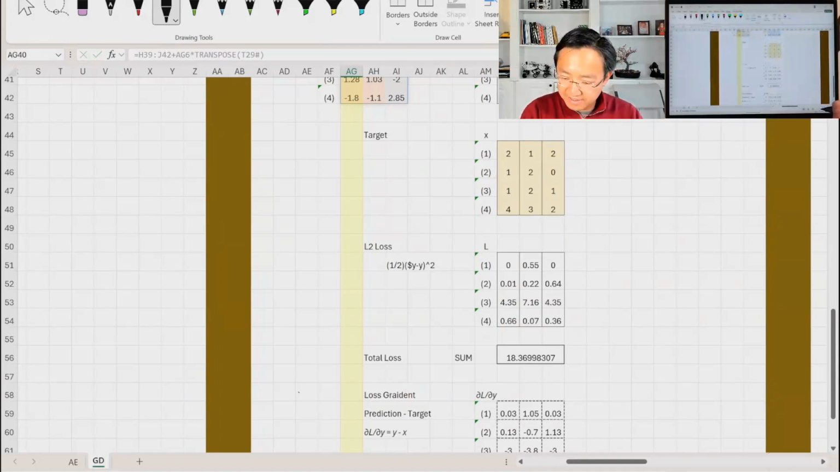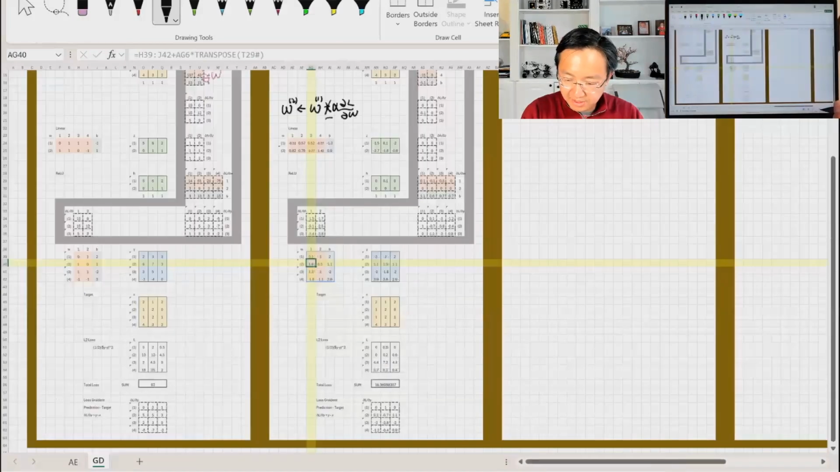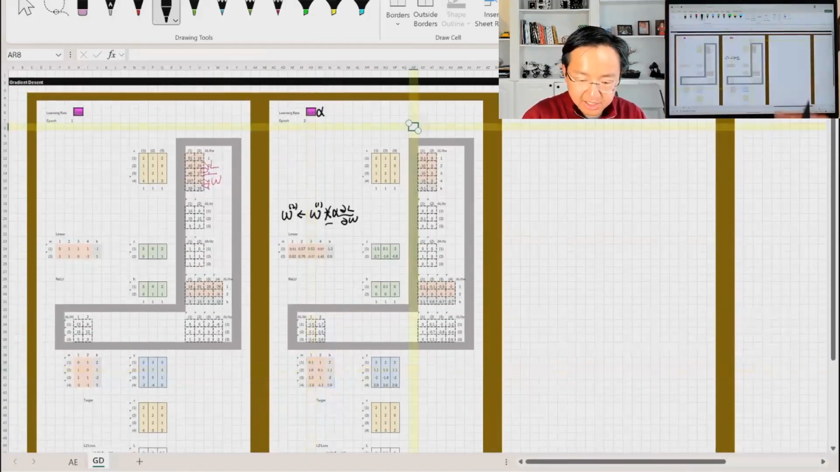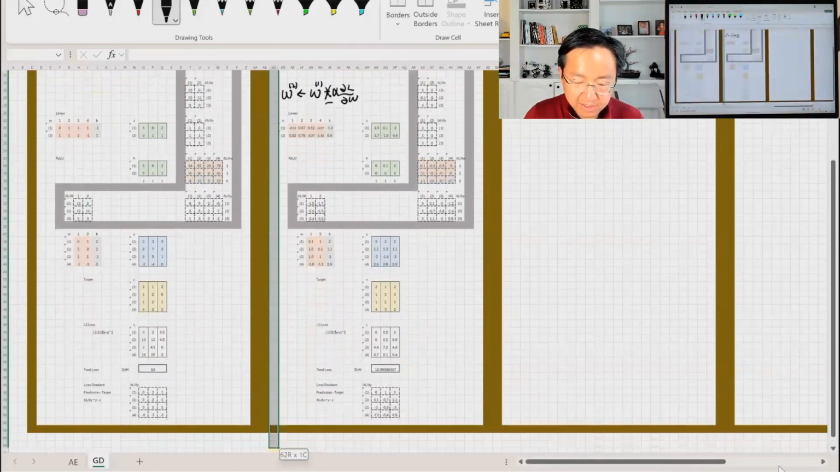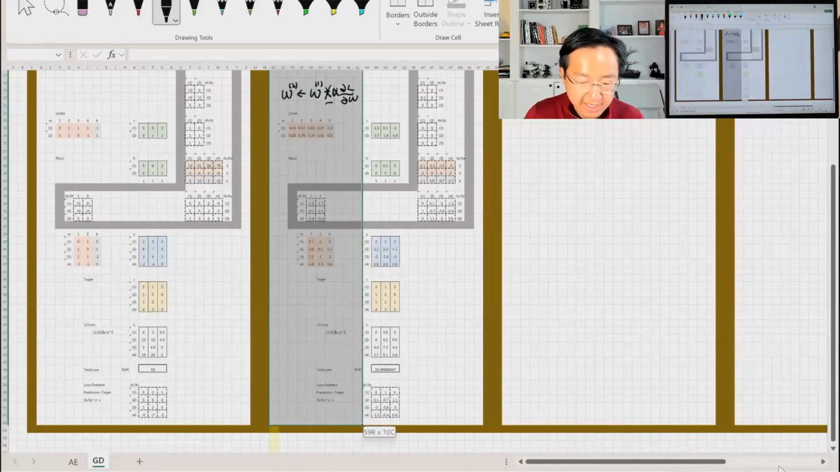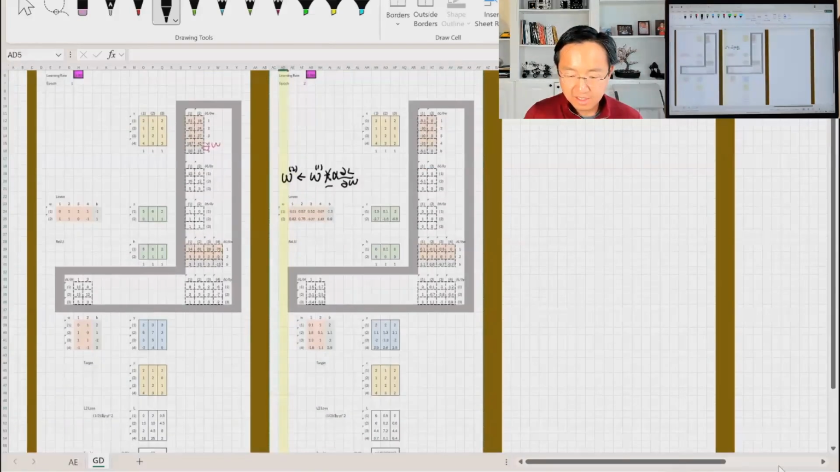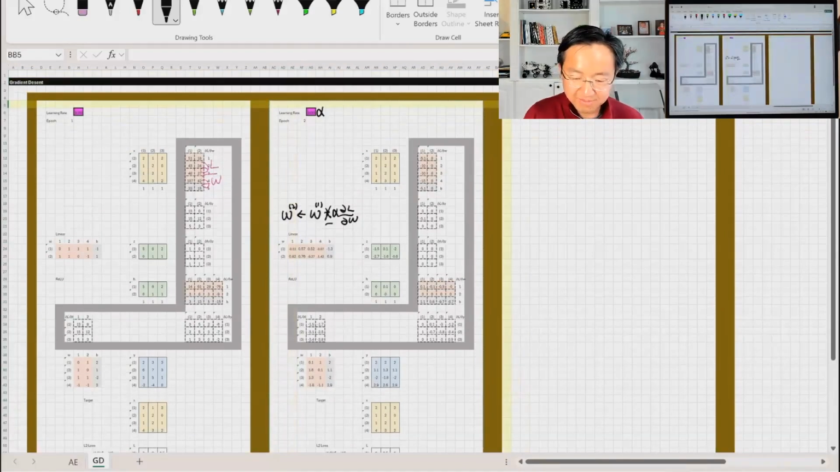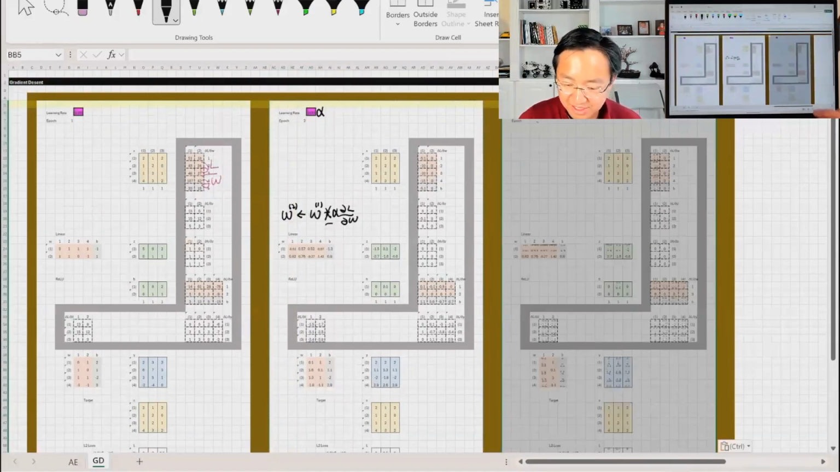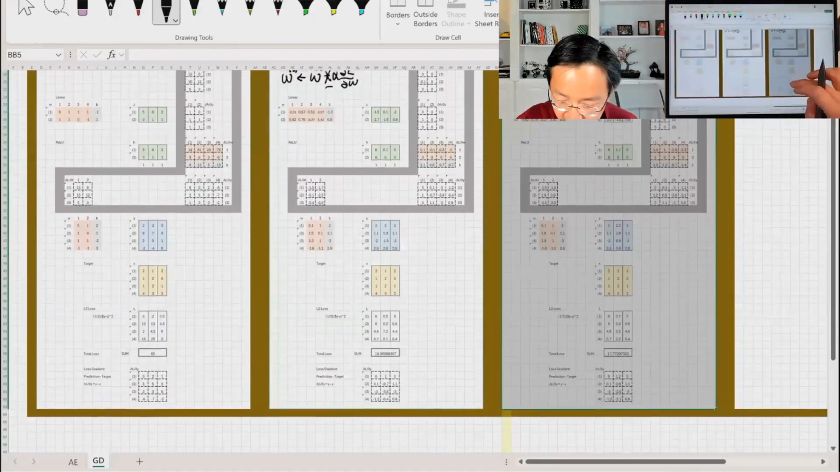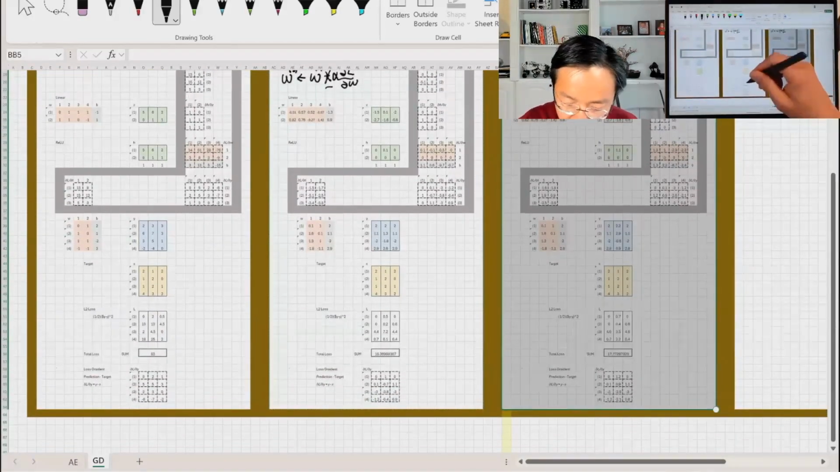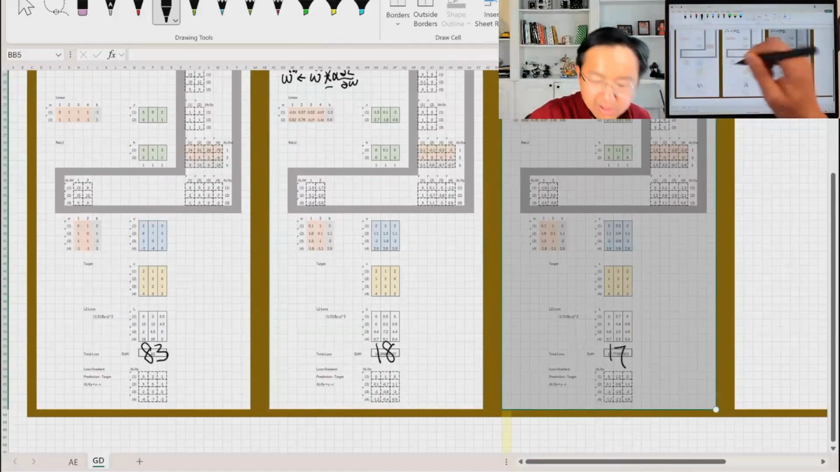Once we have that done, the rest of it is basically just copy and paste this block each time, because this time we already took care of the relative computation with respect to the previous epoch. So if I copy this, because I arranged them in relative location to the previous epoch, it's just going to work. You can see that it's pretty small, but now the loss goes from 83 to 18 to 17, going down.